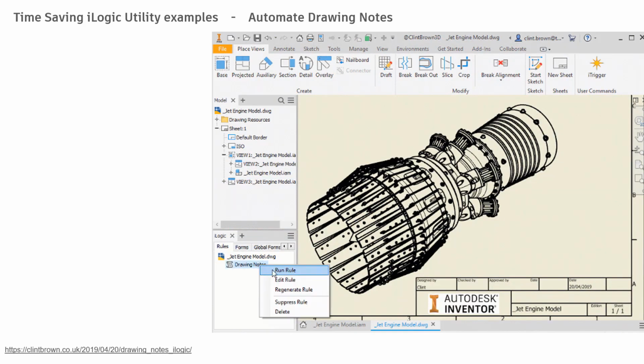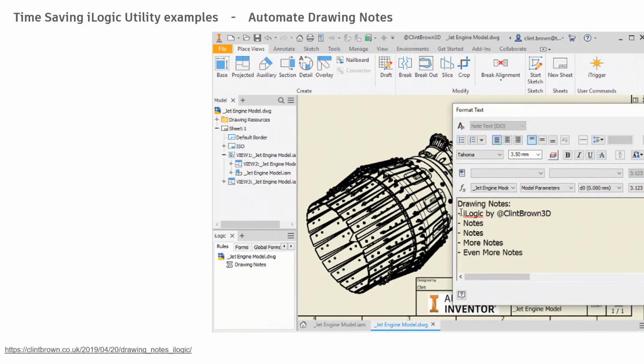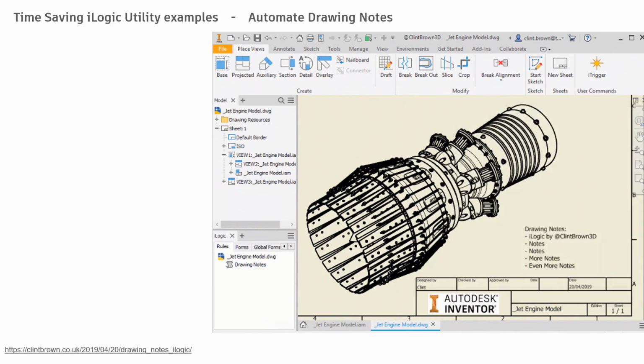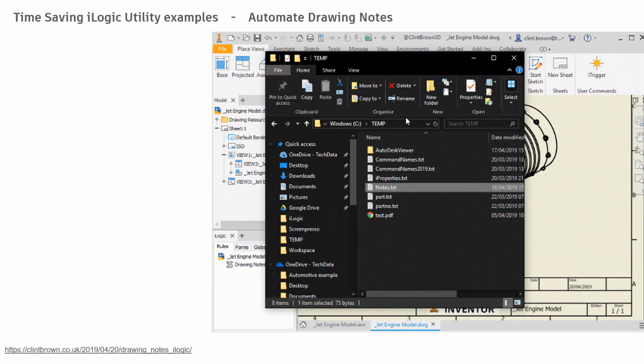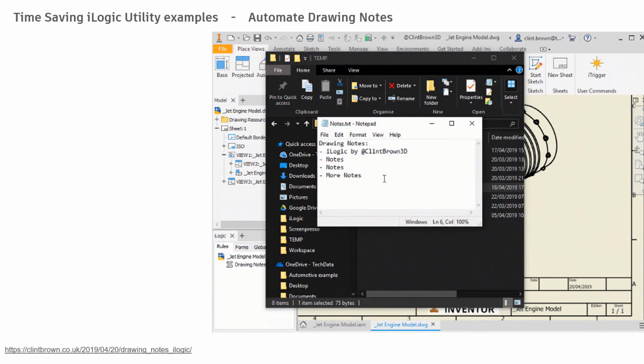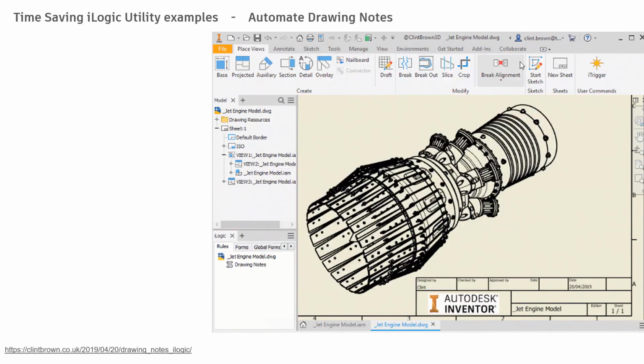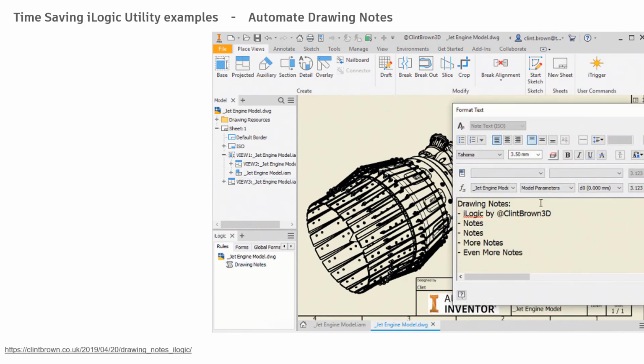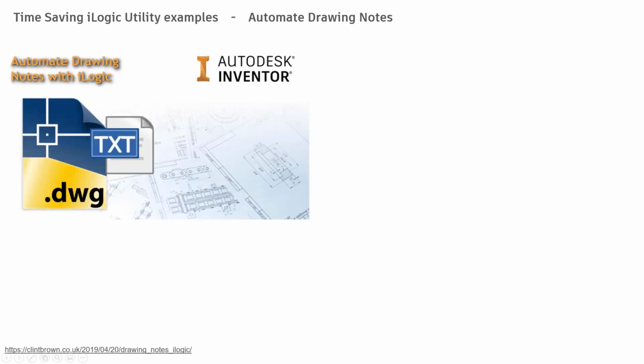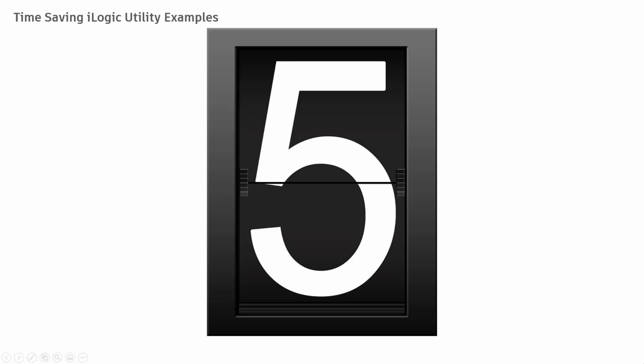You'll see that I have a rule over here. When I run the rule, it goes and grabs these notes for me. But if we have a look at them, I have a notes.txt file, and these are my notes that are just in a text file, and save that. And when I run this rule, it puts them onto the drawing. So the iLogic code itself is available, and that iLogic code has the ability for you to change the location of the note as well.